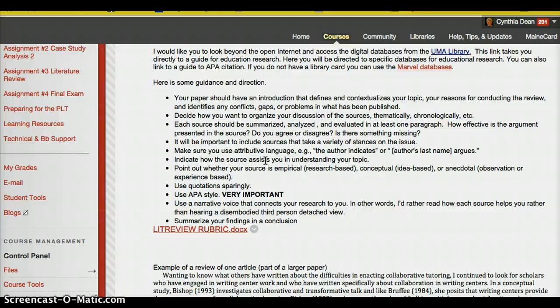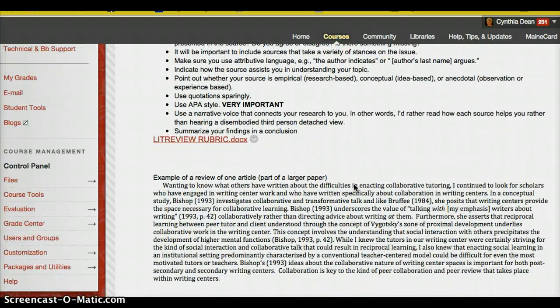Make sure you use attributive language, okay? The author indicates. I don't want to see this article talks about. Articles don't talk, all right? So I don't want to see that. I want to see, the author indicates, or, Smith indicates or Smith argues, but I don't want to see this article talks about, okay? Indicate how your source assists you in understanding your topic. Remember down here, if you look at my model, I wrote how this was helping me to think about, while I knew the tutors in our writing center were certainly striving. So I'm bringing it back to my question, okay?